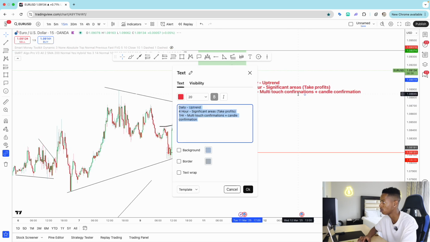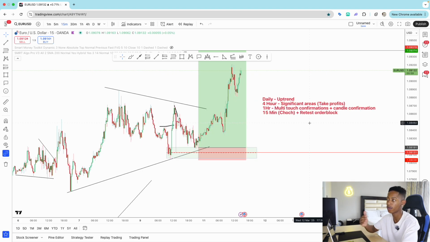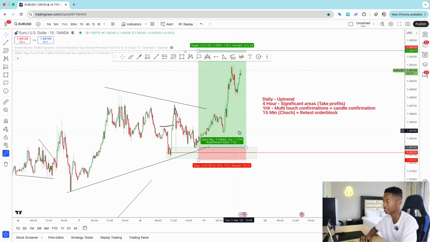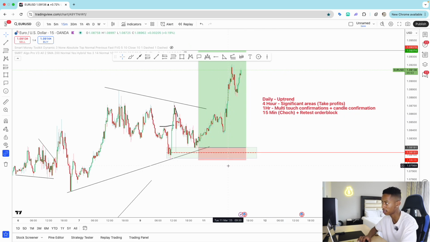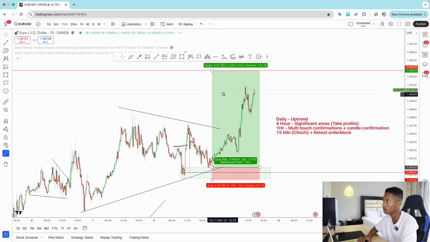So on the 15 minutes, I just want to update this real quick. On the 15 minutes, we basically wait for a change of character, and then we execute once we see that retest on the order block. One of the advantages of using such strategies is that it allows you to have a very tight and small stop loss. You can see our stop loss here was 15.5 pips. Our targets were high, which is 111 pips, but at the same time you can see the risk to reward here is 1:7, which is much more amazing.